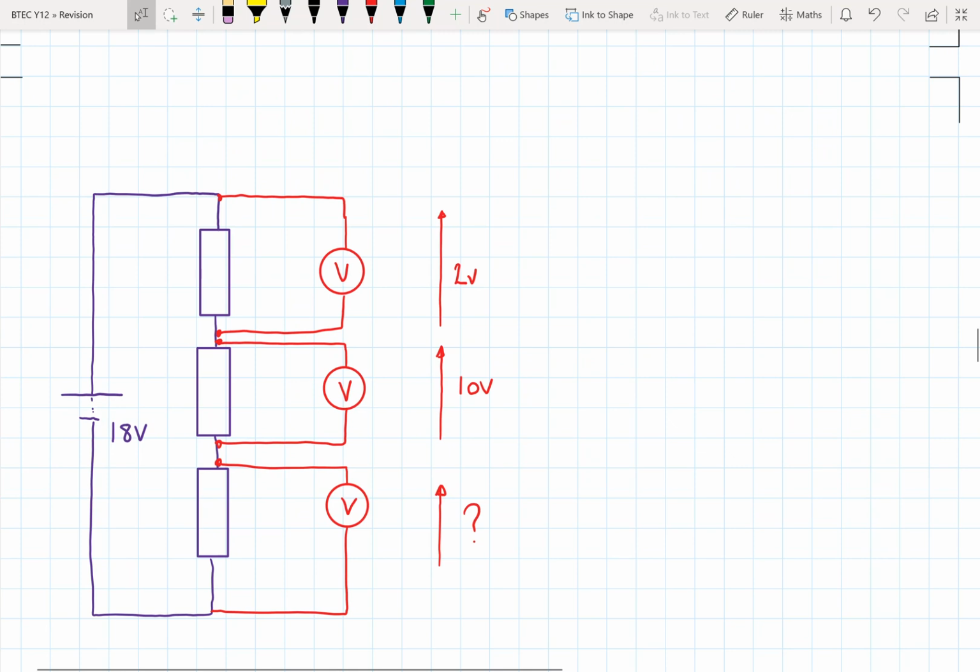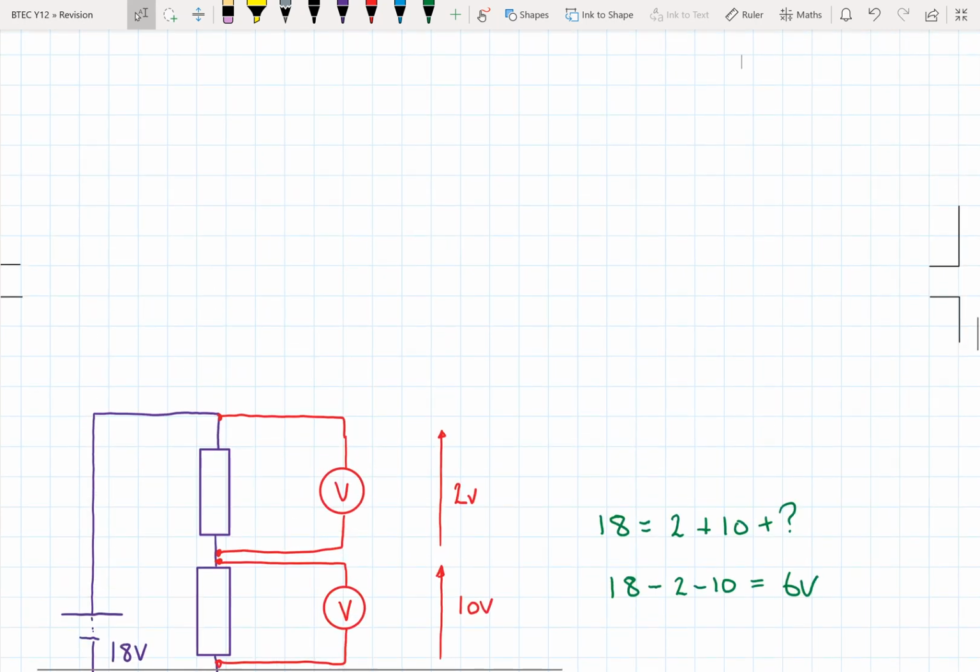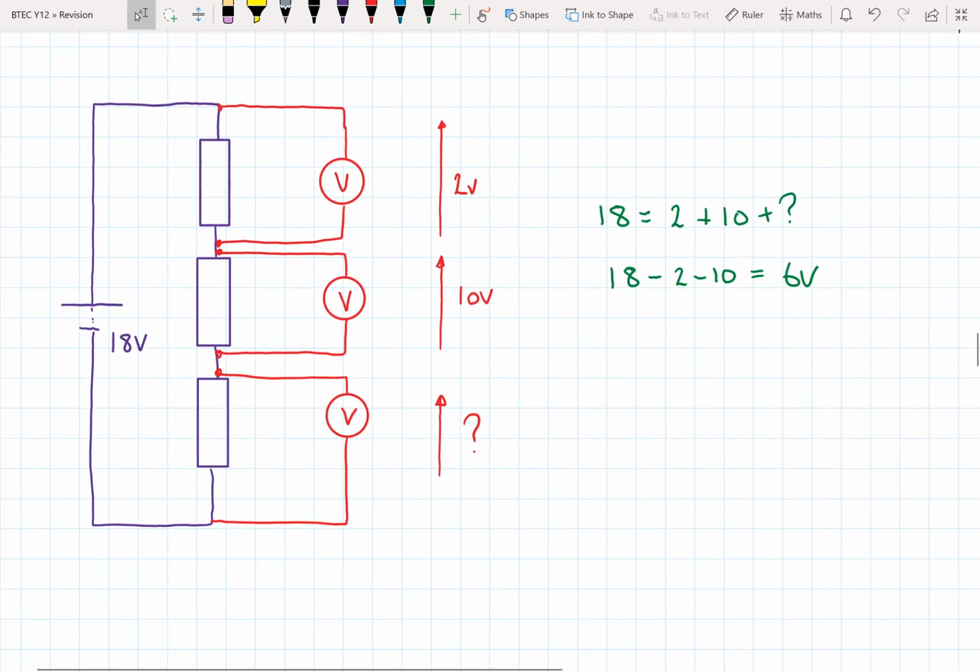Okay, another example here. We've got an 18 volt battery, 10 volts across one resistor, 2 volts across the other resistor. We don't know what's across that final bottom resistor. Well, we know that the 10 plus the 2 plus something else is going to add up to the 18. So there we have it. 18 minus 2 minus 10 equals our 6 volts.